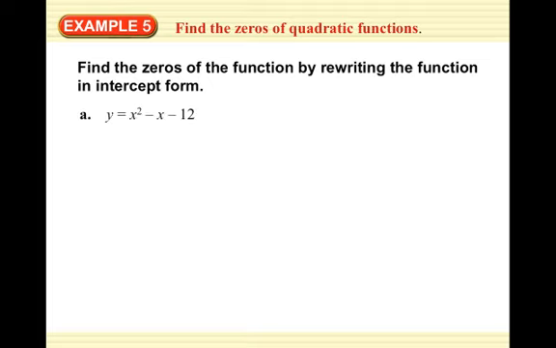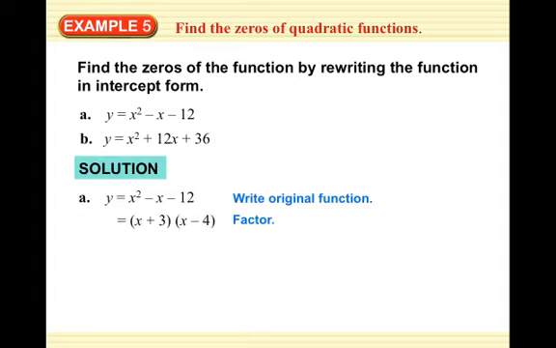All right, we're going to find the zeros of the function by rewriting the function in intercept form. One way to do that is by factoring. So we've got y equals x squared minus x minus 12. So the coefficient of our linear term is negative 1. So we need values that multiply to be negative 12 and add to be negative 1. If you need to, make yourself a table. We'll get to part B in just a second.